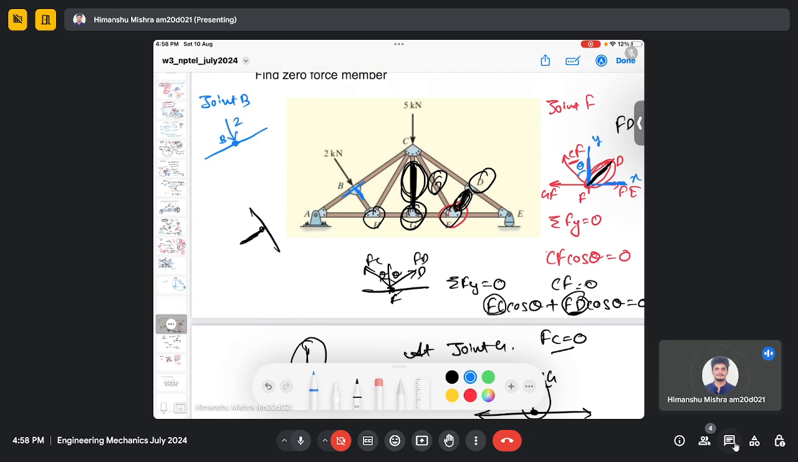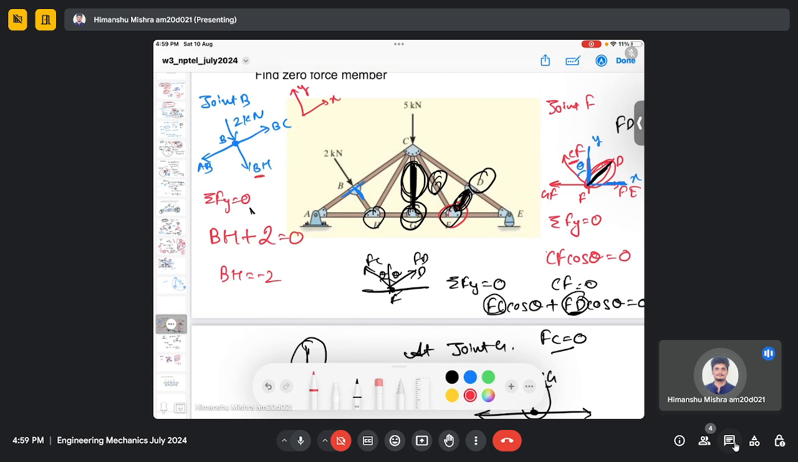This is the force 2 kilonewton. This is BH, this is AB, and this is BC. And if you do the force balance analysis, so this is my coordinate system x and y. So if I do the force balance analysis in the y direction, if I do the summation of force and equate it to 0, I can see that the forces in the y direction are BH plus 2 equal to 0. So BH equal to minus 2.